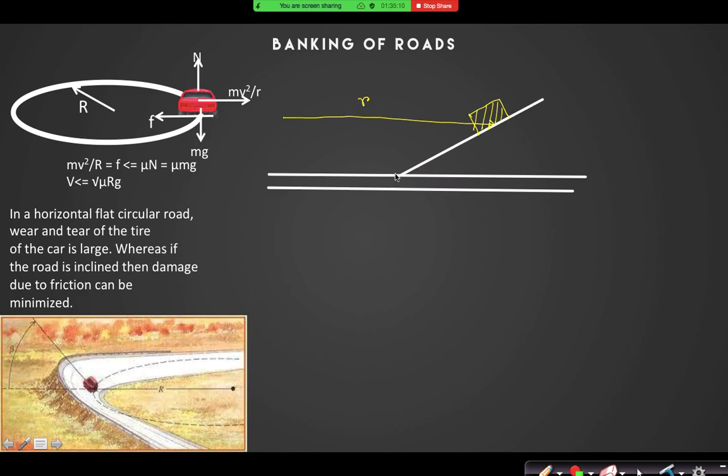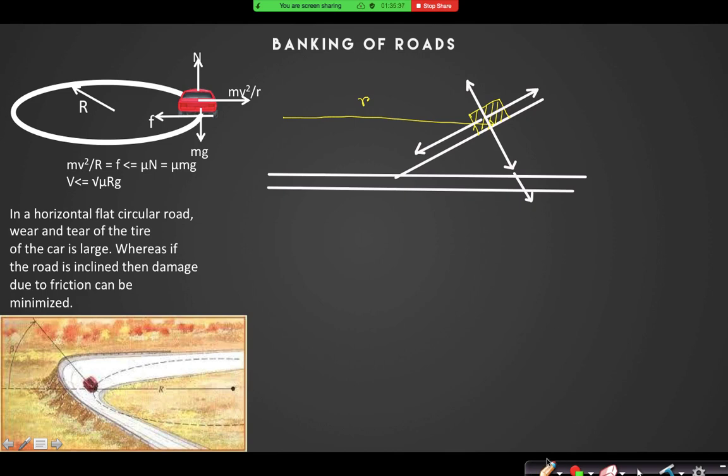Now, if I draw the free body diagram of that car with respect to the rotating reference frame, what are the forces that I can see? One component of the weight will lie along this line, one is the normal reaction force along this line, and there will be mv square by r. Can you explain the diagram once? Yes.